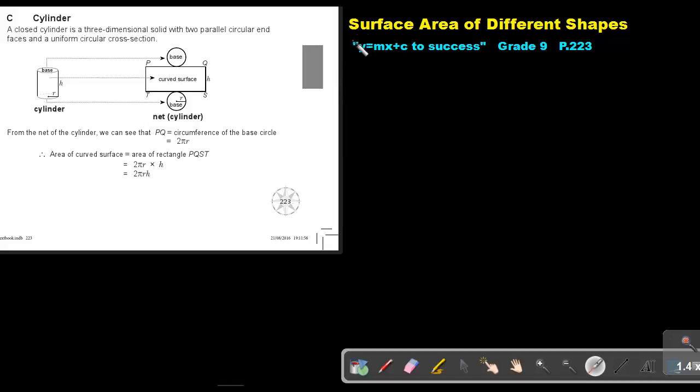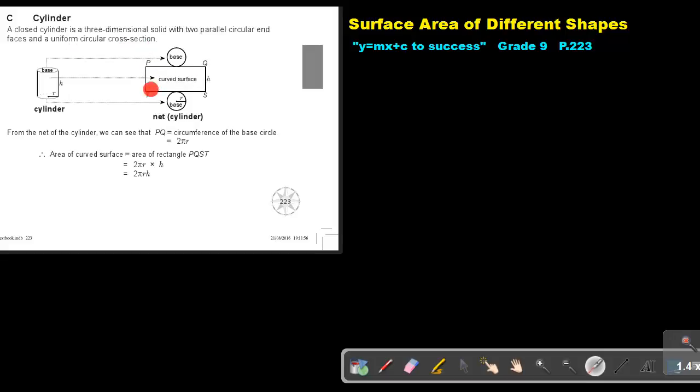Part 20. We are going to continue with the surface area of different shapes. You will find this on page 223 in the Namibian Mathematics Grade 9 textbook. We are going to focus on the cylinder. A closed cylinder is a three-dimensional solid with two parallel circular end faces and a uniform circular cross section.